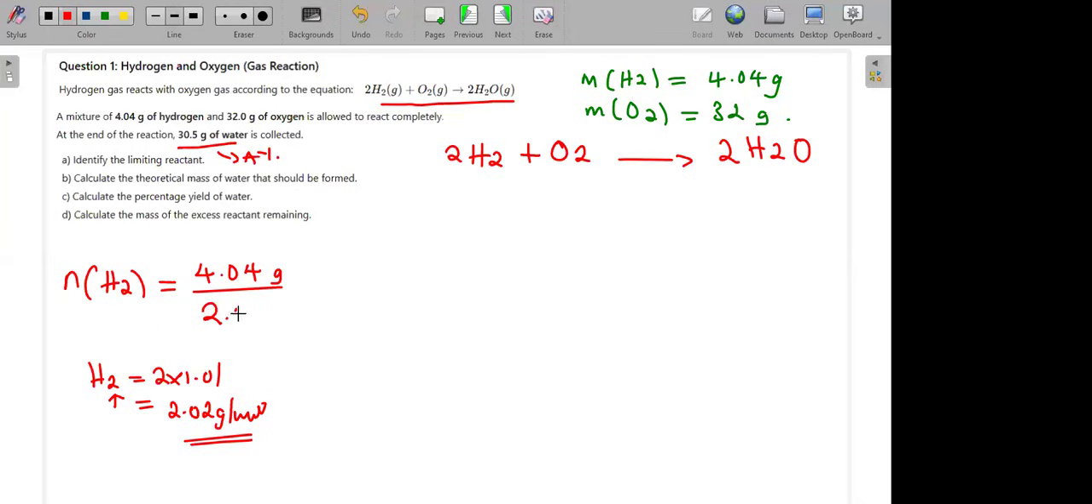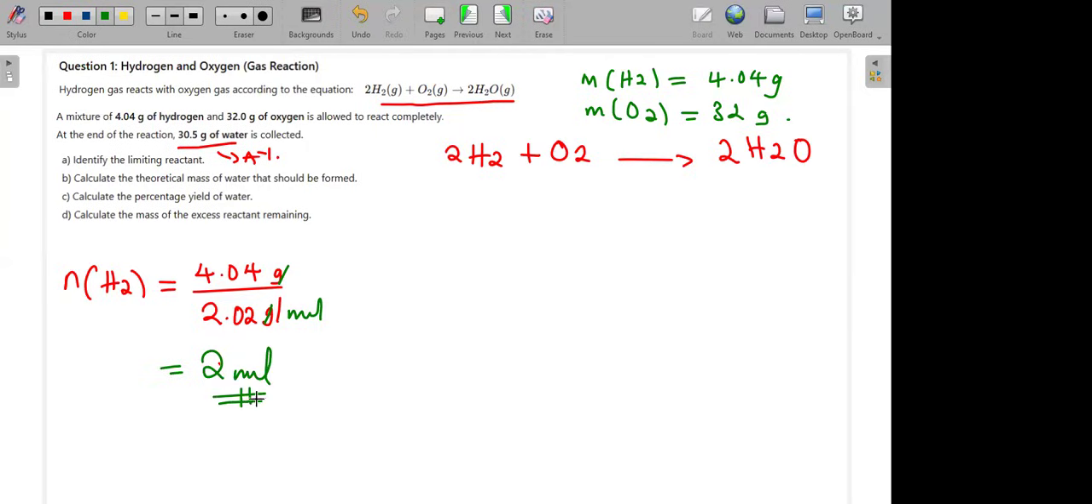So I'll divide by 2.02 grams per mole. Meaning what would be my amount of moles for the hydrogen gas? The grams and the grams cancel, and I just remain with the mole. So 4.04 divided by 2.02, that will give me what? Okay, let me divide. 4.04 divided by 2.02 gives me 2 exactly. So these are the moles of hydrogen gas, 2.